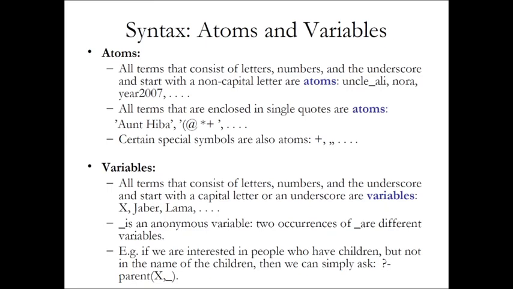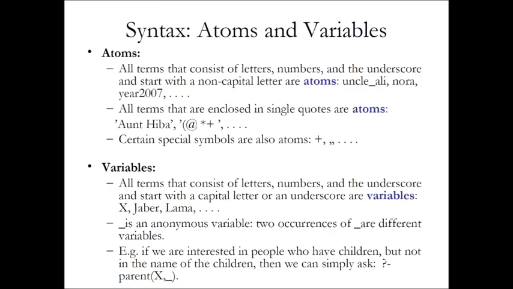So what we have understood is that an atom is any term that consists of letters, numbers, and underscores, and starts with a non-capital letter. These are the examples given here that we can consider as atoms. All the terms enclosed in quotes are atoms, and certain specific symbols are also atoms.